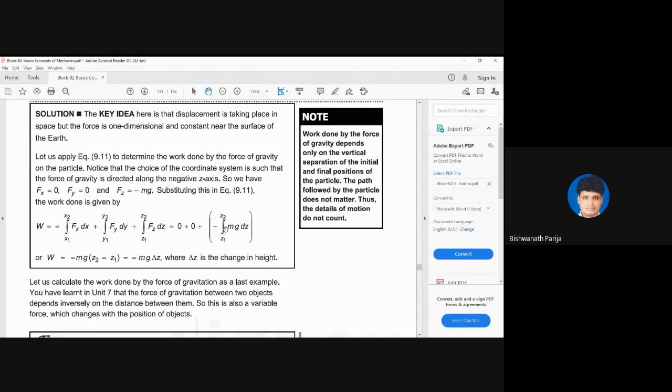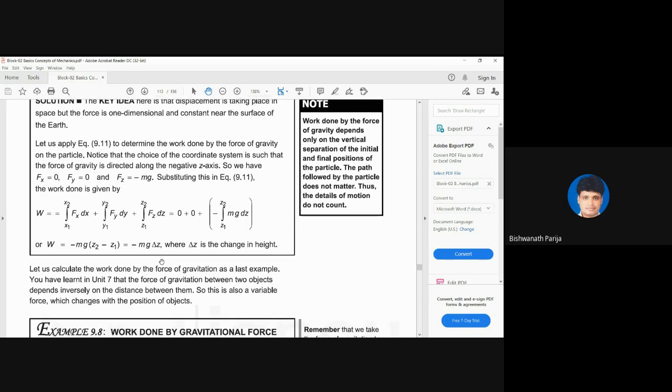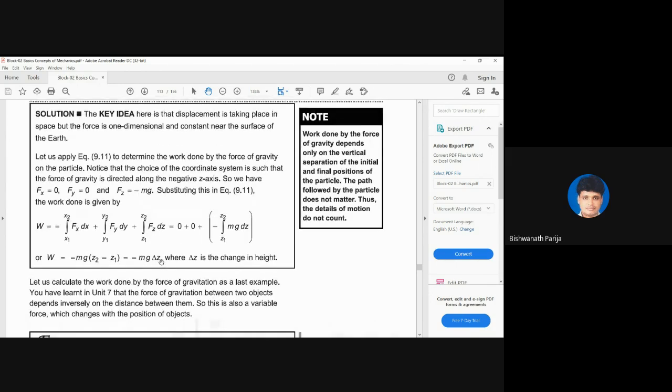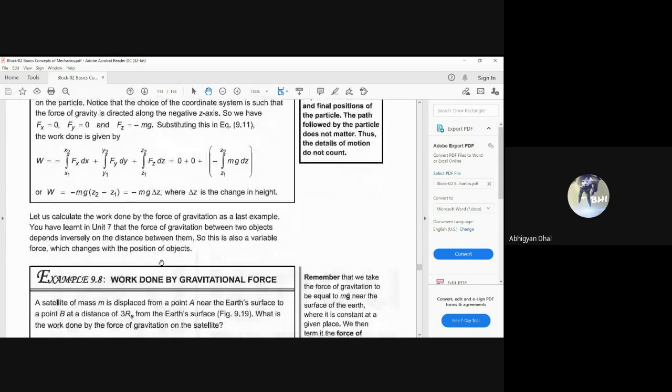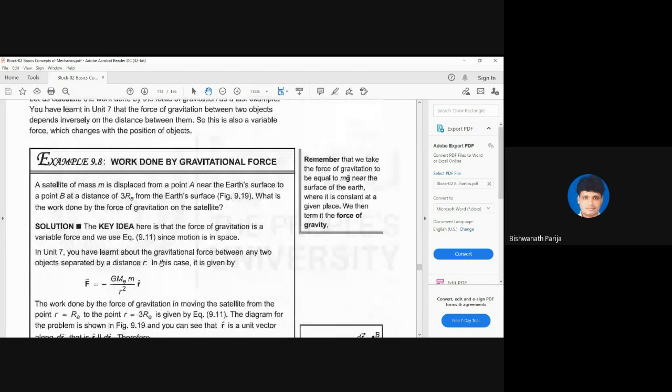Everyone clear? So you do the integration, and you will get minus mg times the change in position along the z direction, the change in height along z. Everyone clear? Then this is your work done by a gravitational force.